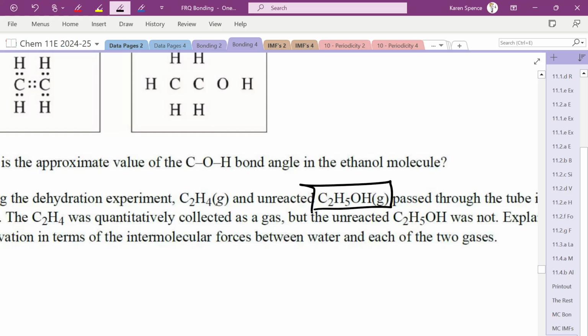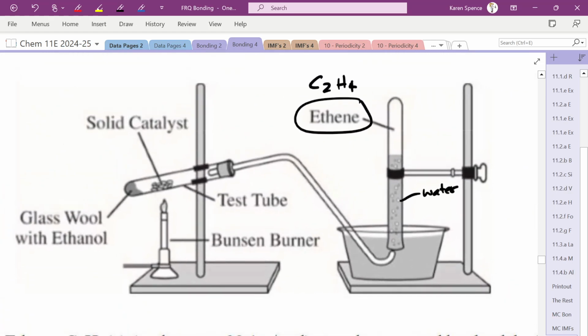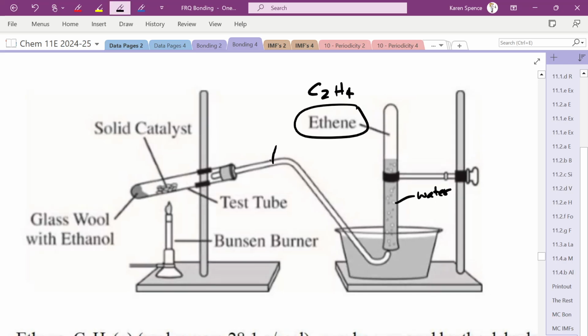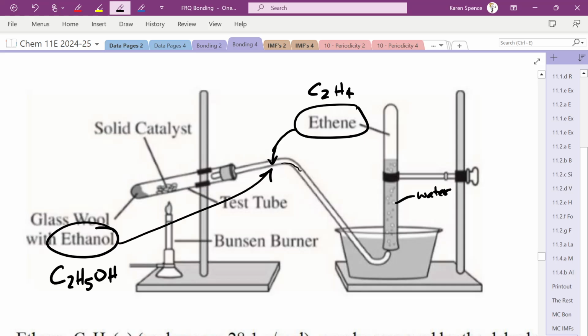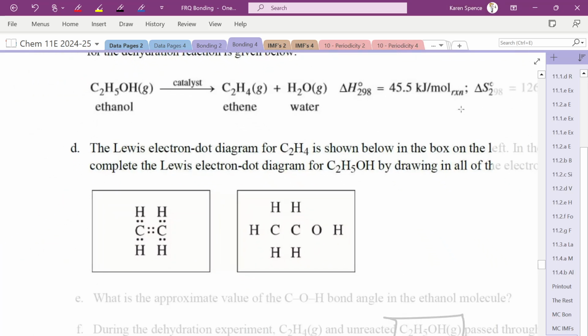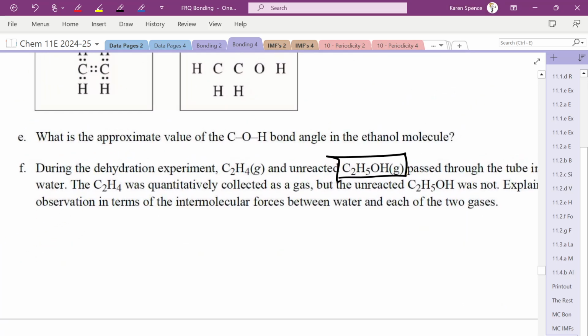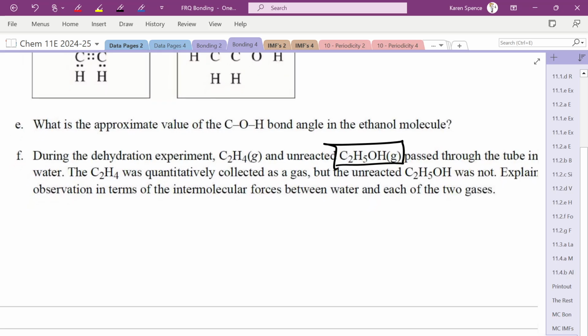and we also have unreacted ethanol. So coming through this little tube here, what they're telling us is in this little tube, we have both ethene and C2H5OH. Both of those are in this little tube. And both of them end up going into the water. Yes? And they're both gaseous. And C2H4 was collected as a gas.